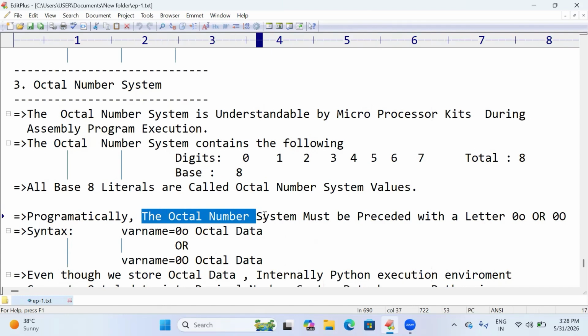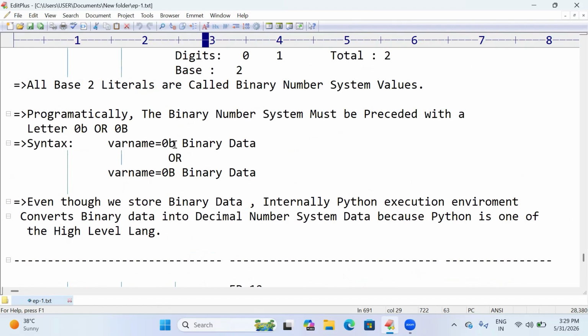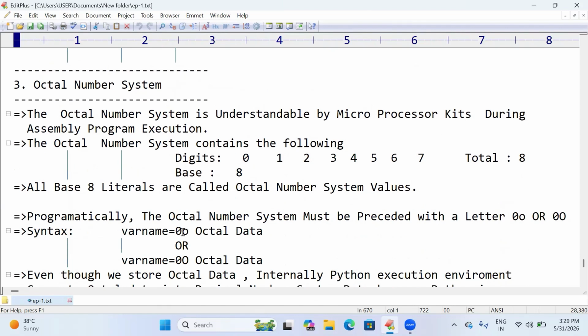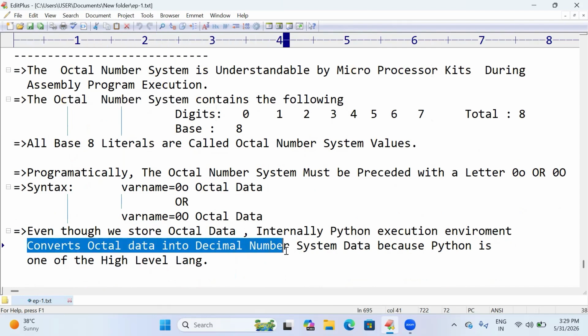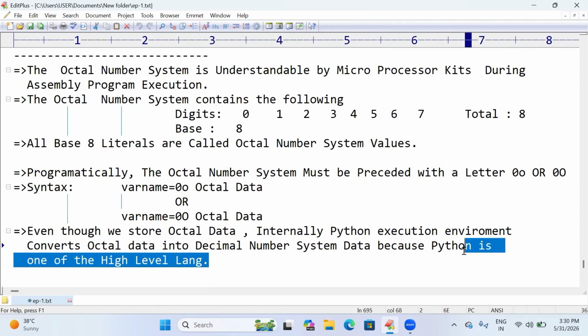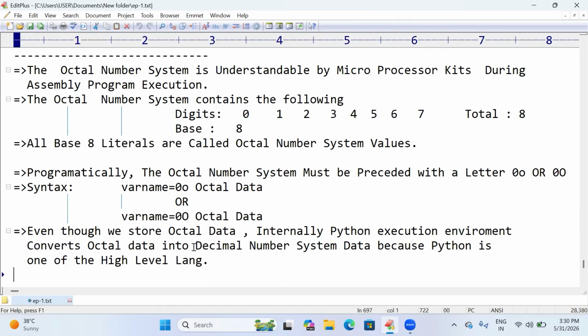Programmatically, an octal number must be preceded with the letter 0 and small o or 0 and capital O. In the previous episode, we had a notation for binary, that is 0 small b or 0 capital B, right? So for the octal number system, we have another notation, that is 0 small o or 0 capital O. The syntax looks like variable name equals 0o and octal data. Even though we store octal data, internally the Python program execution environment converts this octal data into decimal number system data, because Python is a high level language. So even though we specify the octal data, Python internally converts it into the decimal number system in order to be understood by the end user.